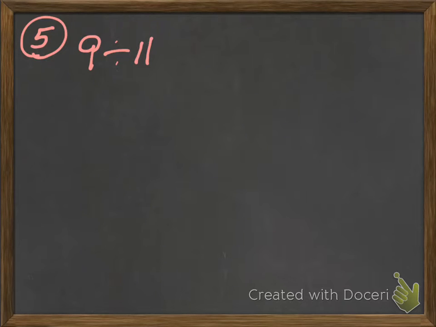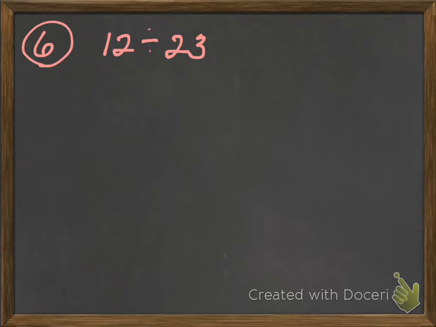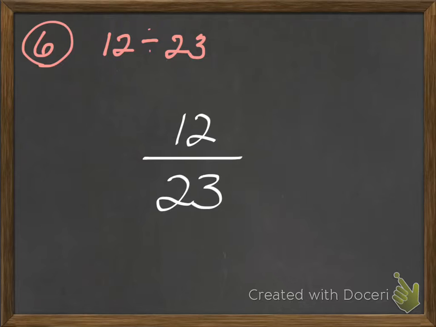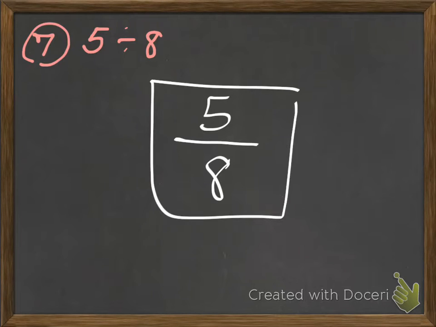Number 5, 9 divided by 11, change that to a fraction. If you wrote 9/11, you are correct. Number 6, write 12 being divided by 23 as a fraction. If you wrote 12/23, then you are correct. Number 7, 5 divided by 8. If you wrote 5/8, you are correct.